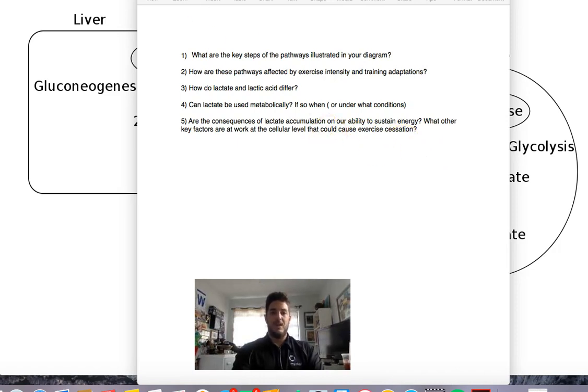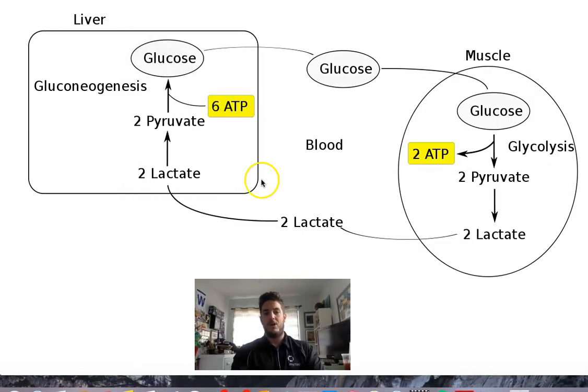So first, we're going to go over question 1. What are the key steps in the illustrated pathways? Here we have our Cori cycle. We're going to go over the five different steps of how energy is produced through the Cori cycle. The Cori cycle involves two organs, like I mentioned, a contracting muscle and the liver. It functions in anaerobic conditions, when muscles are contracting under reduced oxygen, so when oxygen is at a very limited rate.